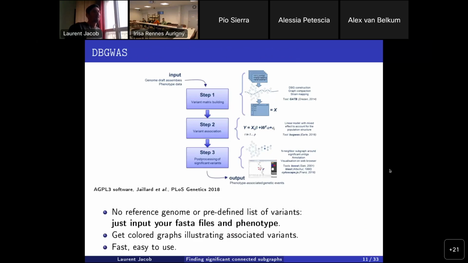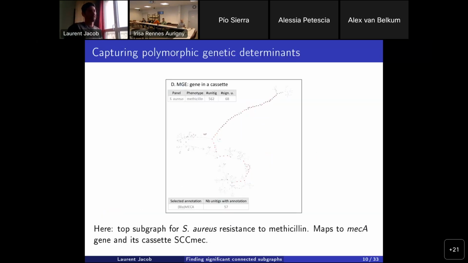So I won't detail more than that this tool, DBGWAS, but we spent some time to propose a tool that was as easy to use as possible. You don't need a reference genome or predefined list of variants. You just give your FASTA files and phenotypes, and you get these kind of nice subgraphs.